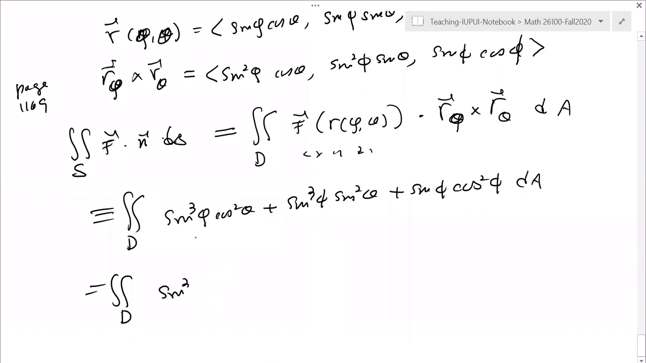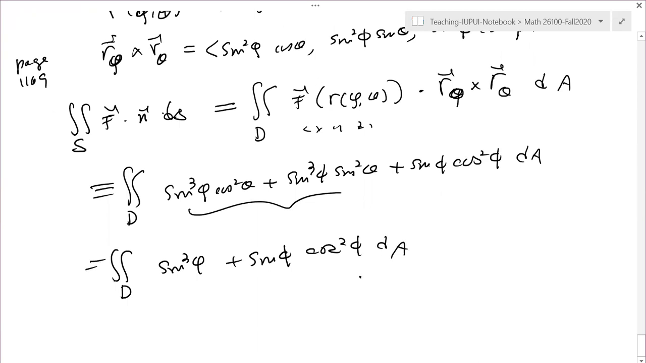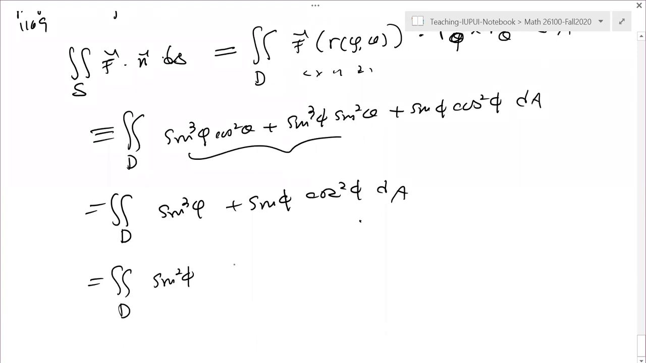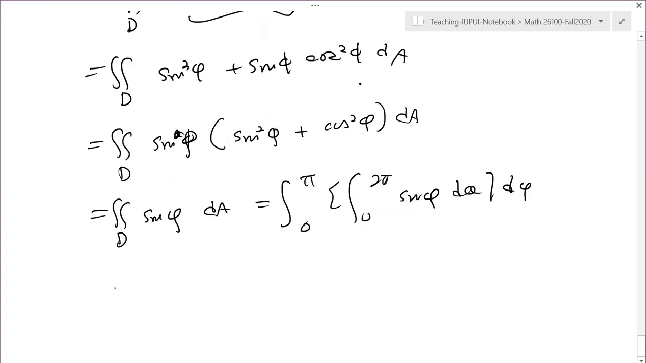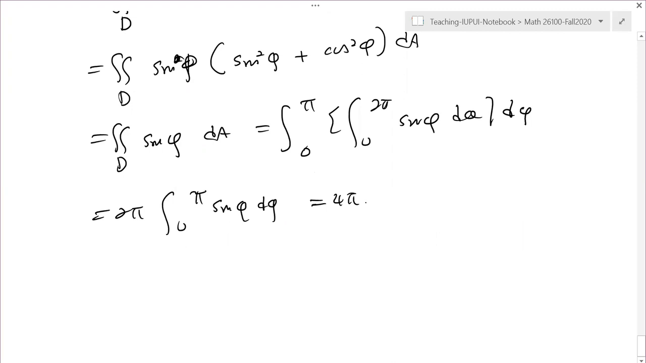You will get sine cubed phi, because add them together, cosine squared theta plus sine squared theta equals 1. Then you take sine squared phi out. No, sine phi out. Then you can get sine squared phi plus cosine squared phi. So yeah, it's 1. So it's just going to be the integral of sine phi dA. But this is the integral from 0 to pi, from 0 to 2 pi. Okay, so the first part is 2 pi, and that is going to be 2, so it's 4 pi. Yeah, you can solve this problem without any trouble.